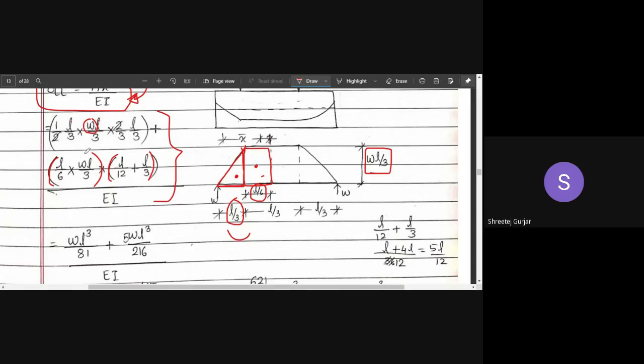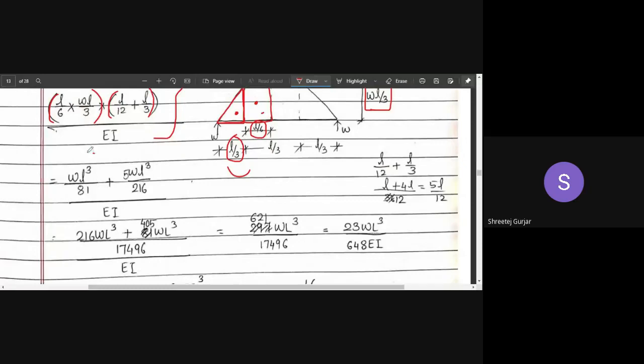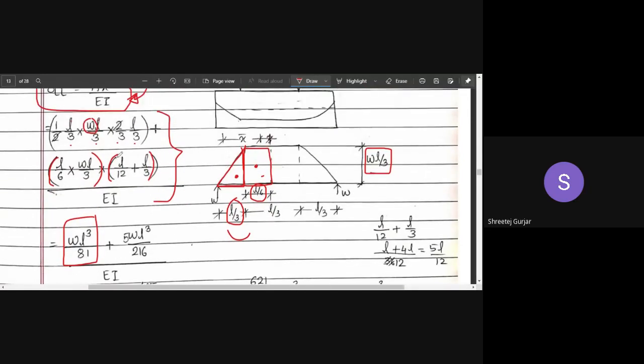So L cube, W L cube divided by, this 2 and this 2 have cancelled, this 2 and this 2 have cancelled. So 3 into 3 into 3 into 3, totally equal to 81. So this is due to the triangle. And then for the rectangular part, W is only 1, I have written W as it is. L is how much? 1, 2, 3, 4. So it is 4.